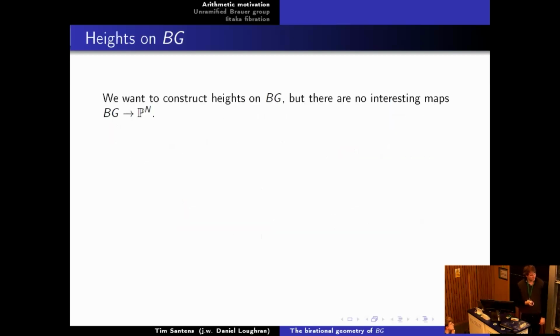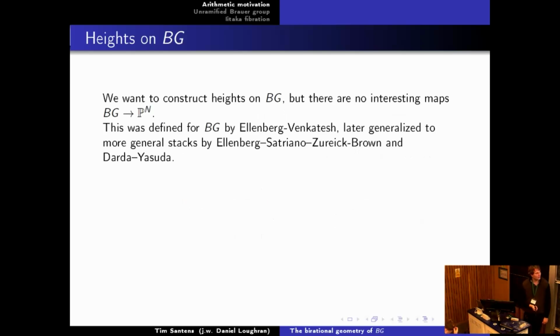So yeah, the first question is, what does it mean to have a height on BG? I defined the height in terms of maps to projective space, but of course that can't work because there are no interesting maps from BG to projective space. The only maps are the constant maps. So you have to do something different. In the case of BG, without using the word stack, these heights were first defined by Ellenberg and Venkatesh.